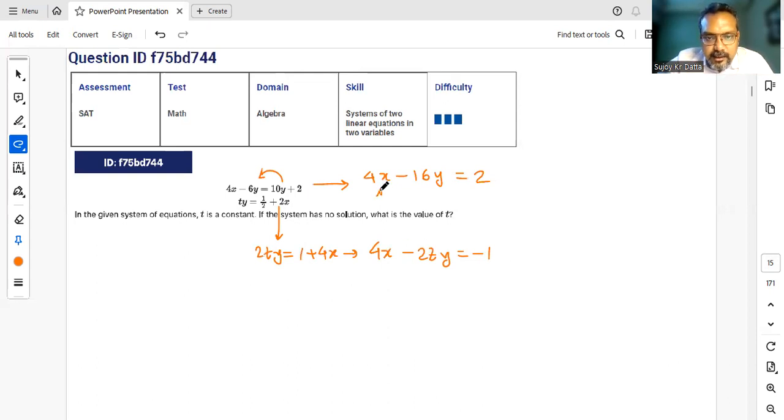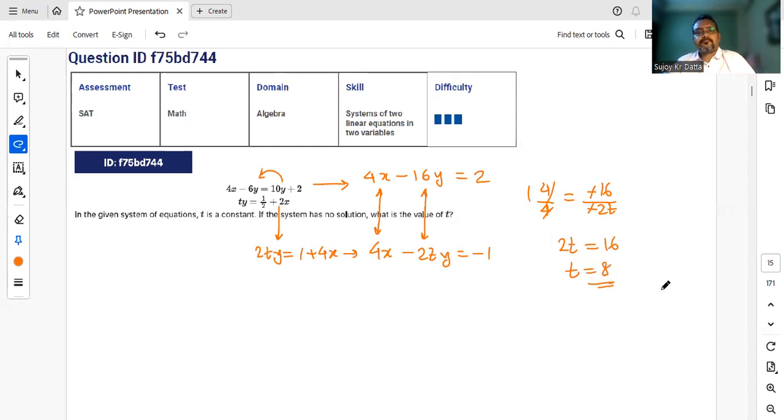No solution means this ratio should be equal to this ratio. So that gives us 4 over 4 equals negative 16 over negative 2t. So that means 2t equals 16. So t is 8. Let's go on to the next.